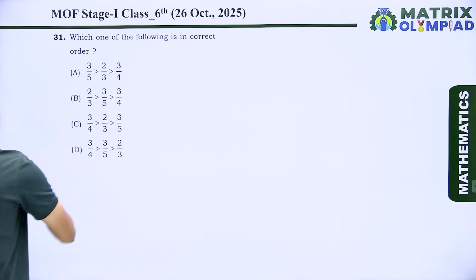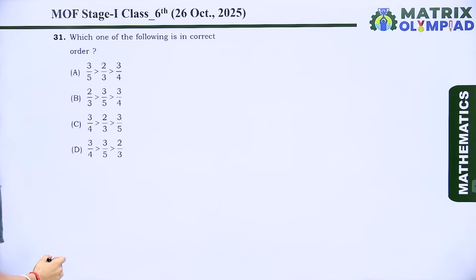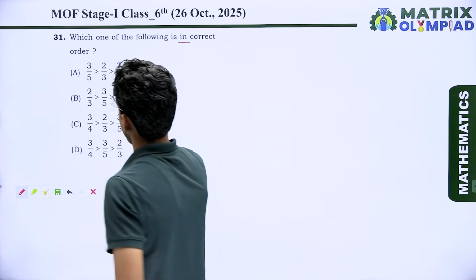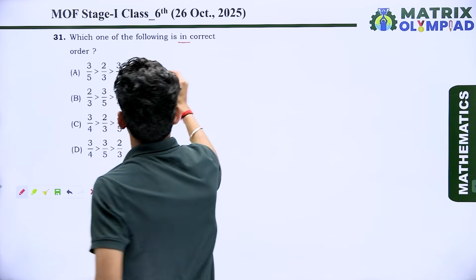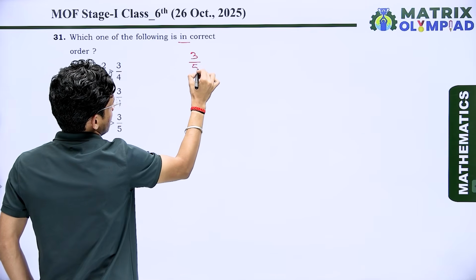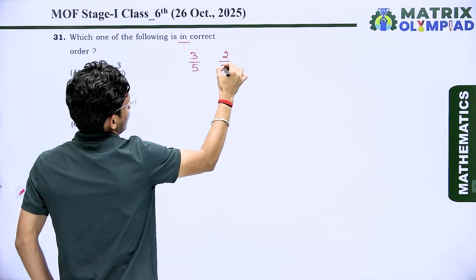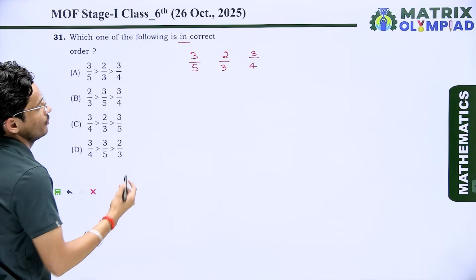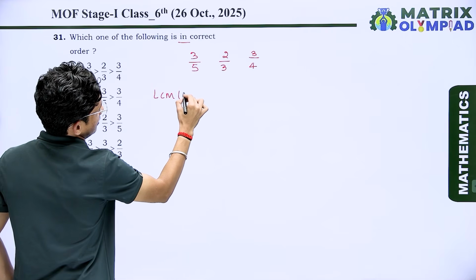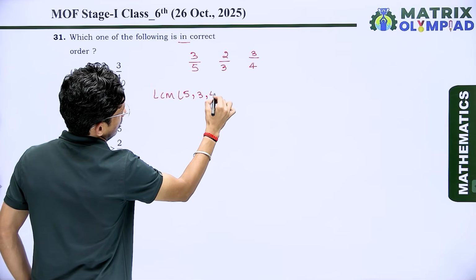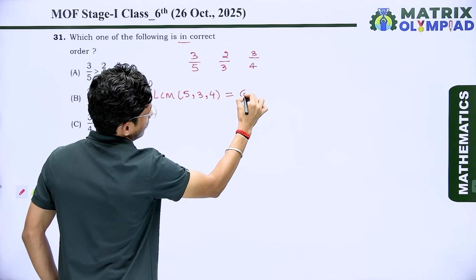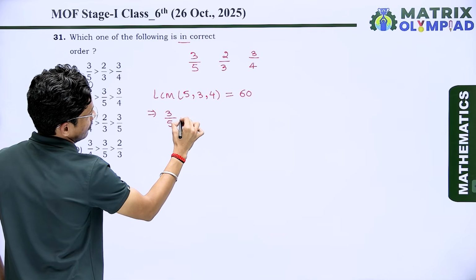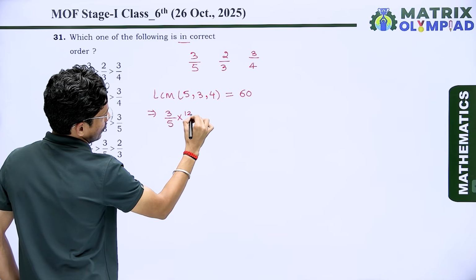So let's start. Here we have question number 31, which one of the following is in correct order? Here we have given fractions. First we have 3/5, the second is 2/3 and the third is 3/4. First we take the LCM of all the denominators, that is 5, 3 and 4, and the LCM we get is 60. So we can write 3 upon 5 multiplied by 12 upon 12.